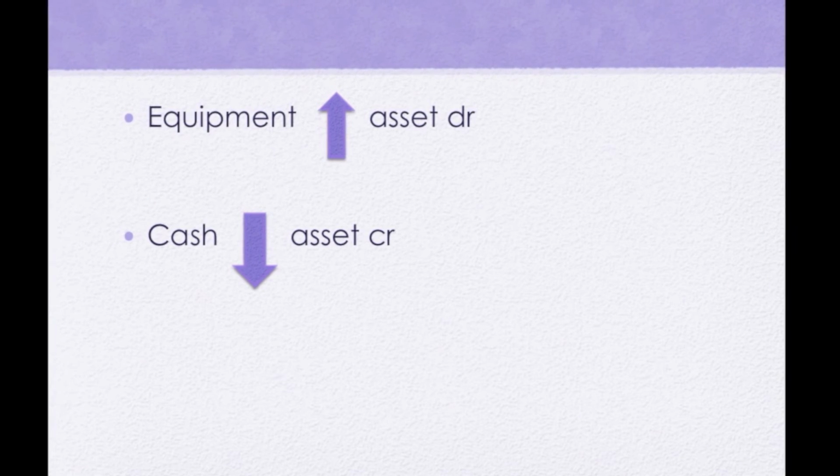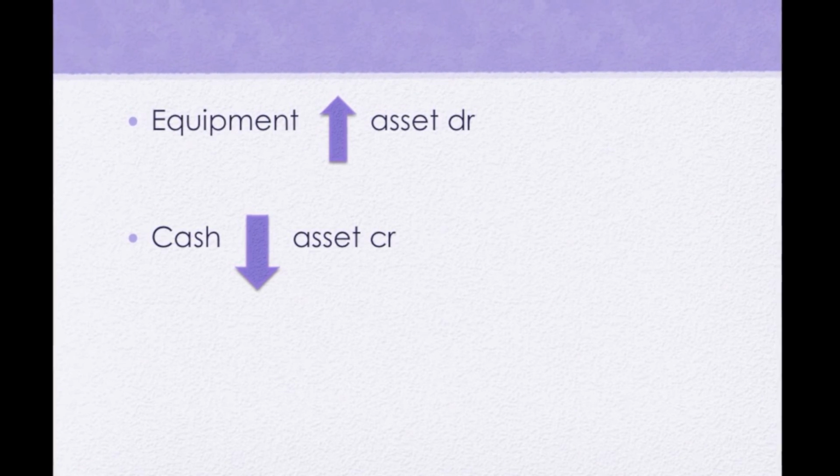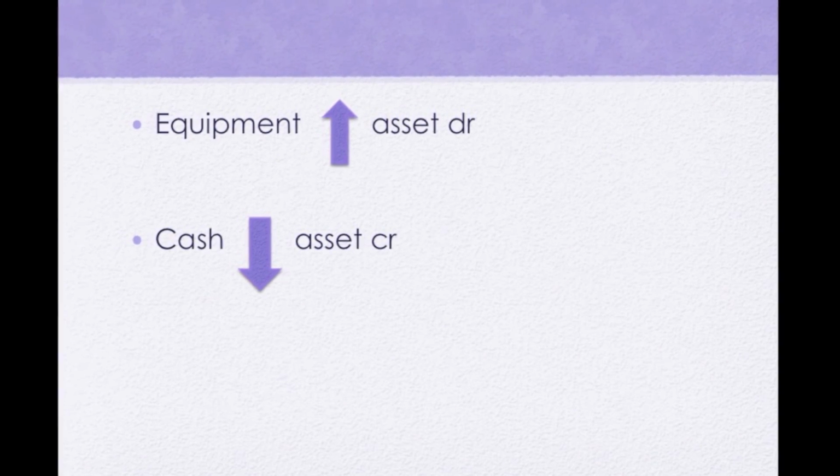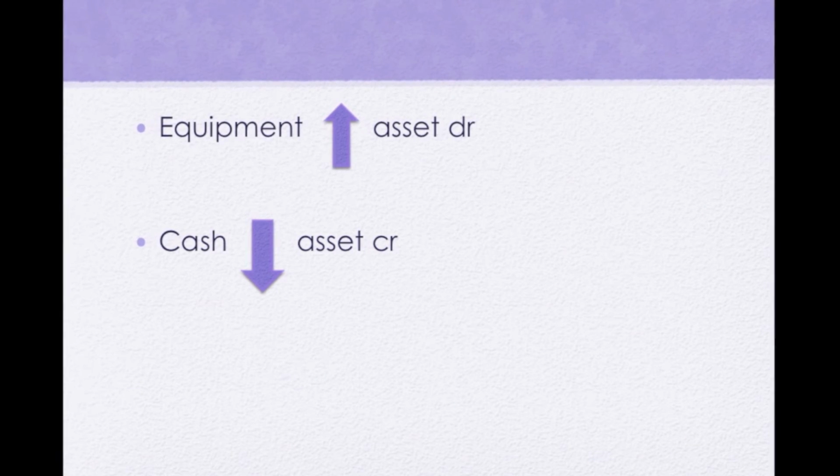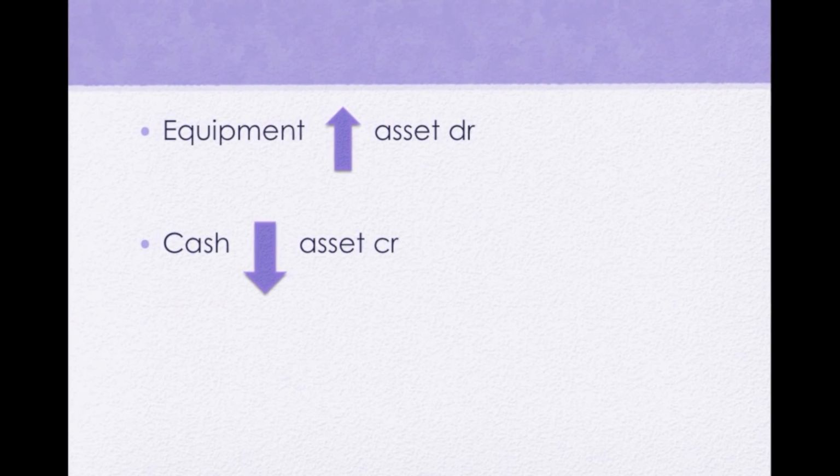Because we pay for the camera by cash, cash is decreased, and cash is also included in assets. The rule says that if an asset decreases, we will credit it. So we credit $1,000.